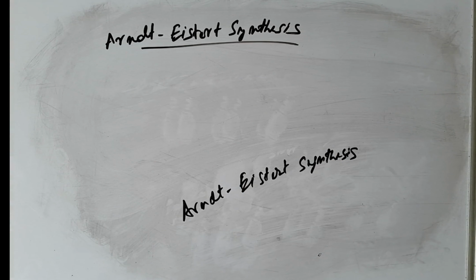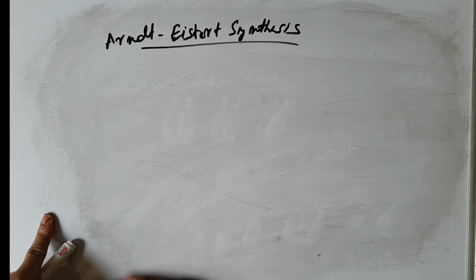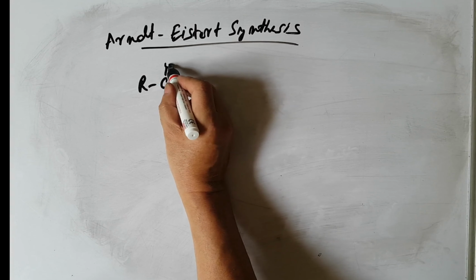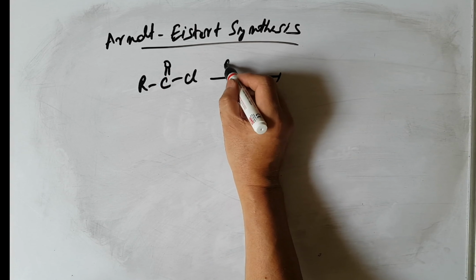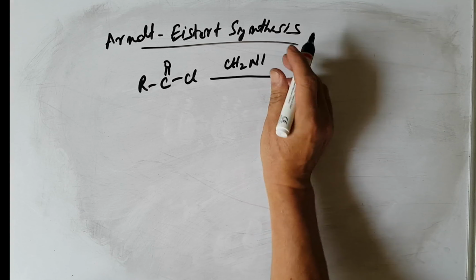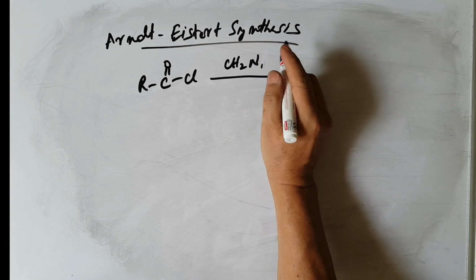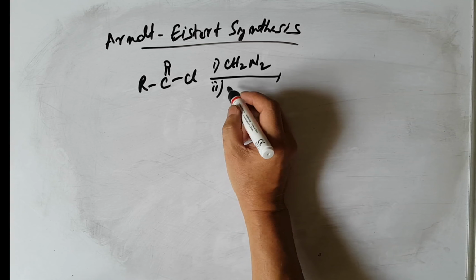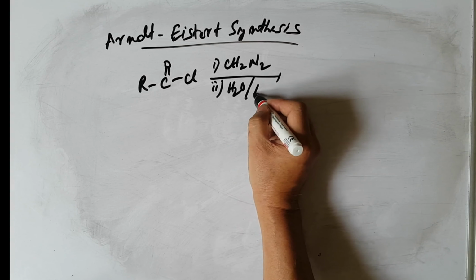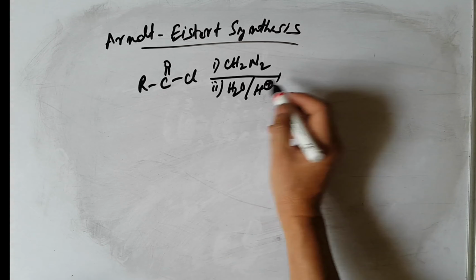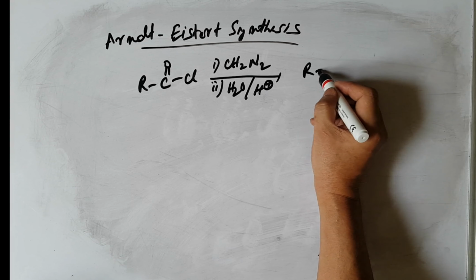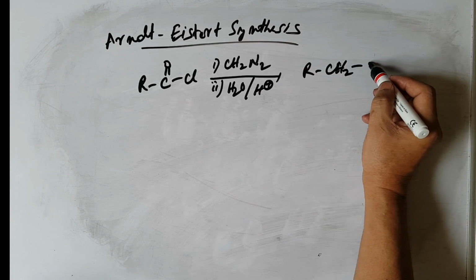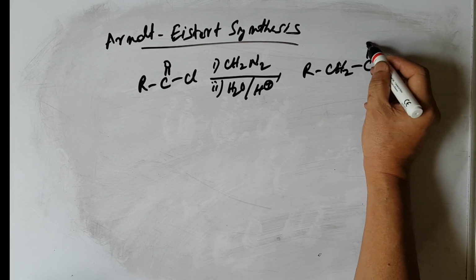Here the reaction usually takes two steps. One is the reaction of an acyl chloride with diazomethane, CH2N2, followed by hydrolysis, with H2O in the presence of acid. So conversion takes place to get R-CH2-COOH, the acid.